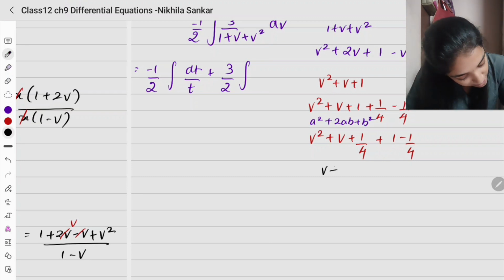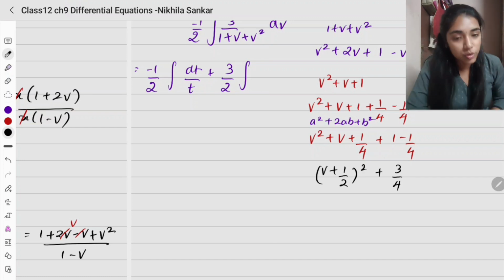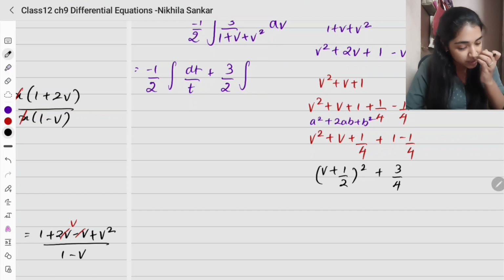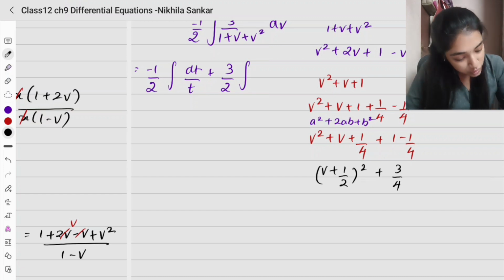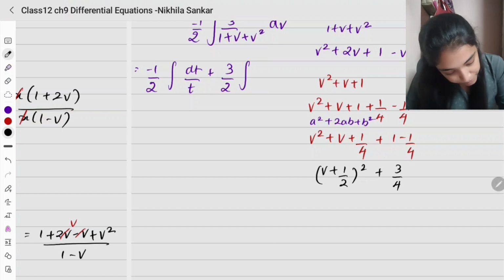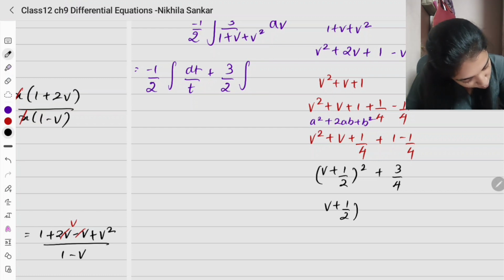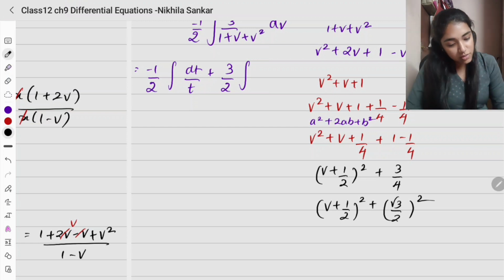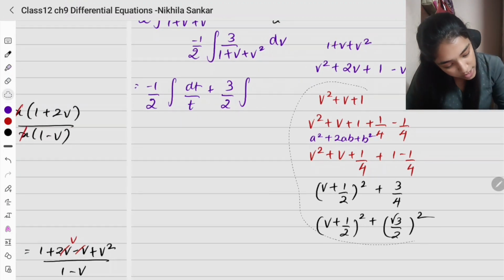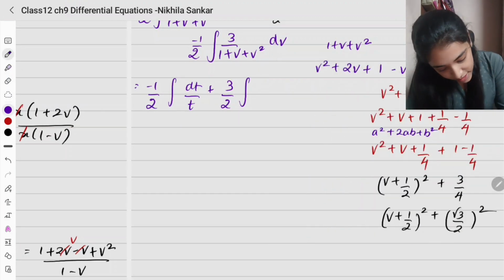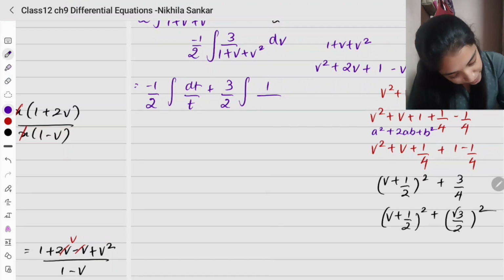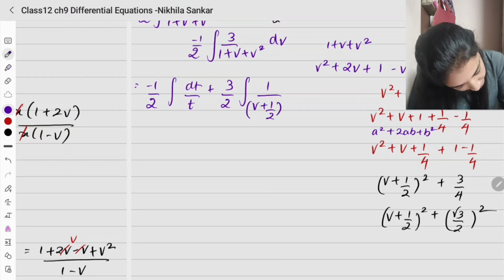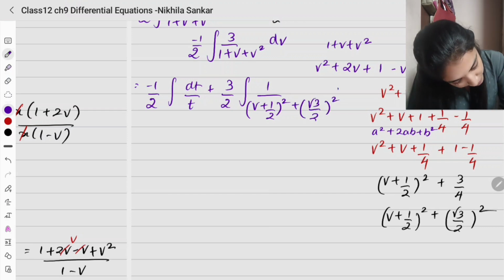It is going to be v plus half the whole square plus 3 divided by 4, correct? LCM எடுத்தா 4 minus 1 by 4, which is going to be 3 divided by 4. So this is nothing but v plus 1 by 2 the whole square plus root 3 by 2 the whole square. So this is going to be my denominator, correct? So I'm going to take this aside. So this is going to be 1 divided by v plus half the whole square plus root 3 divided by 2 the whole square dv.